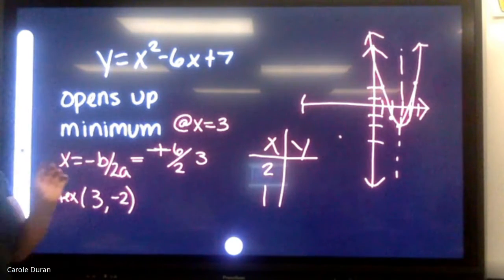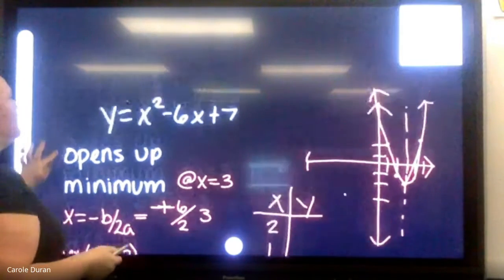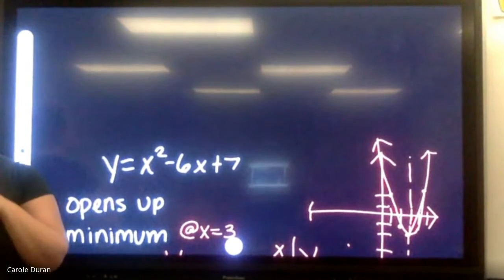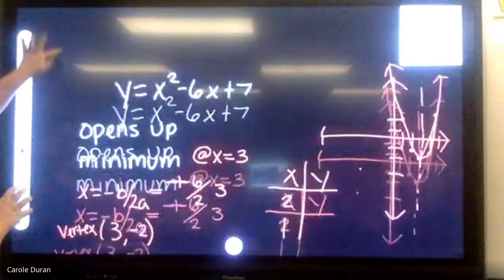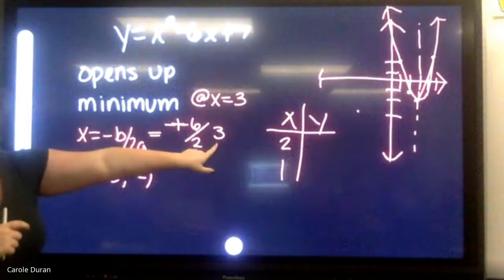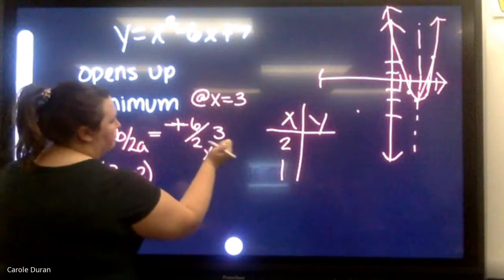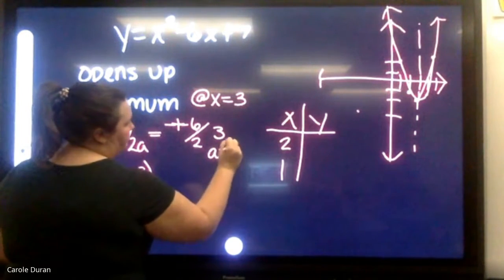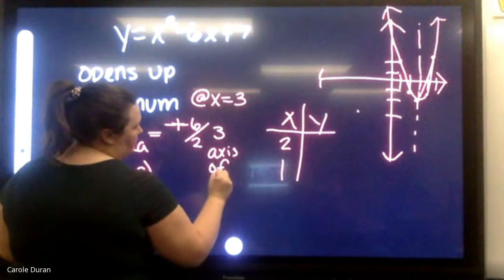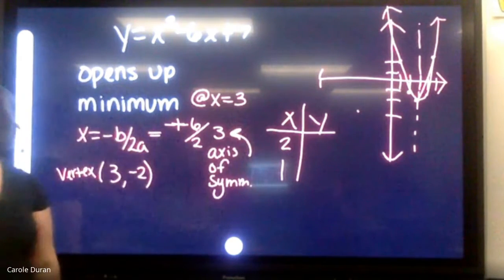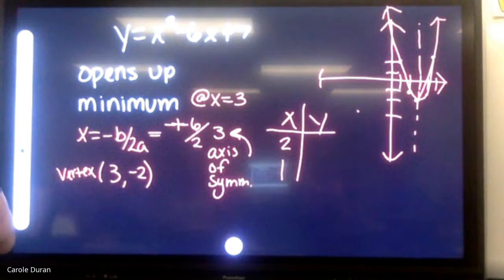The most fun part of this whole thing. Oh, yeah. So vertex form. Wait, we gotta do the axis. That's our axis, right here. Yeah, the 3. X equals 3. It's also the x coordinate of our vertex.